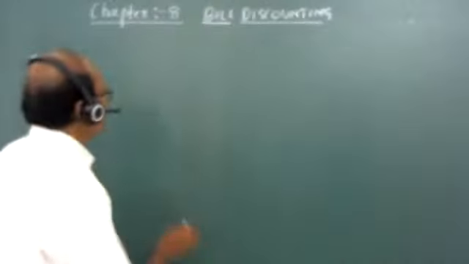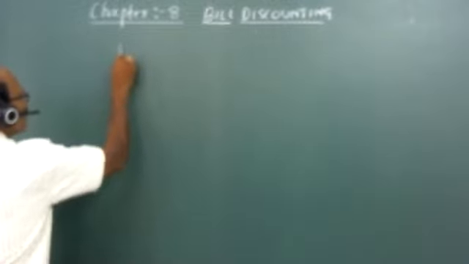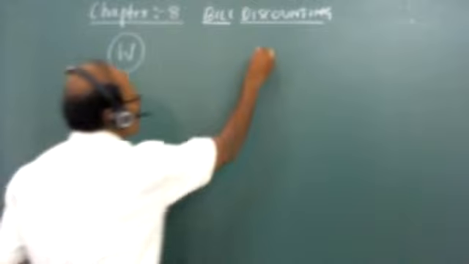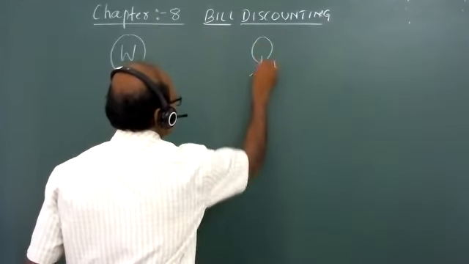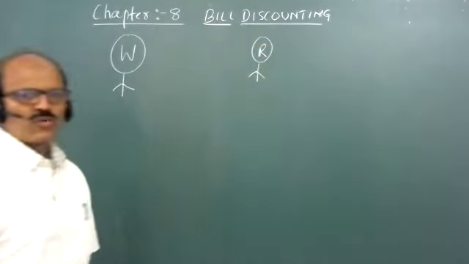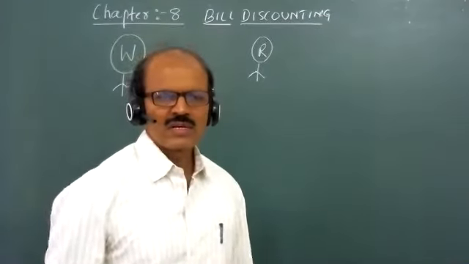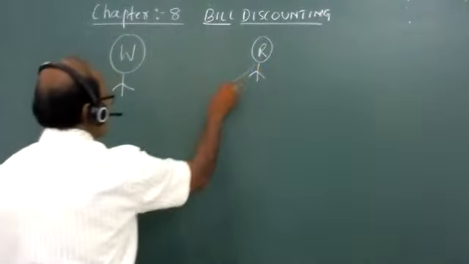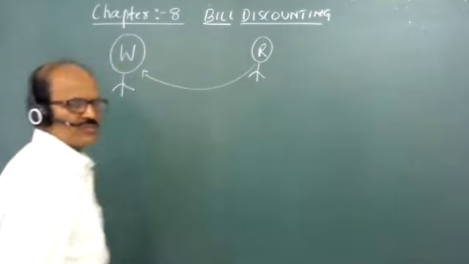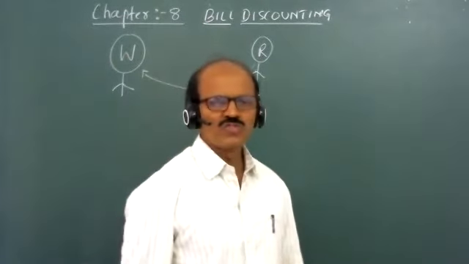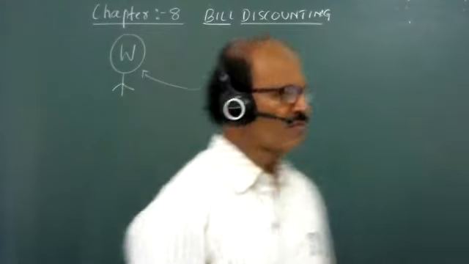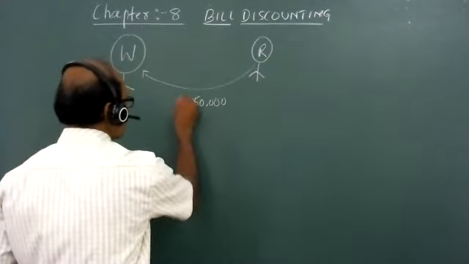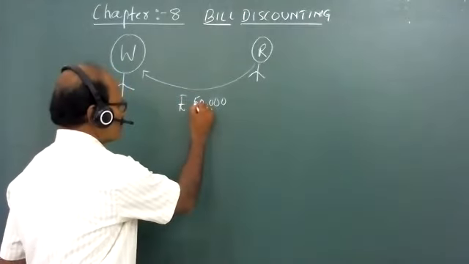Here is an example. Here is a wholesaler, and here is a retailer. So what happens in business? The retailer goes to the wholesaler to purchase goods. Assume that he purchased 50,000 rupees worth of goods.